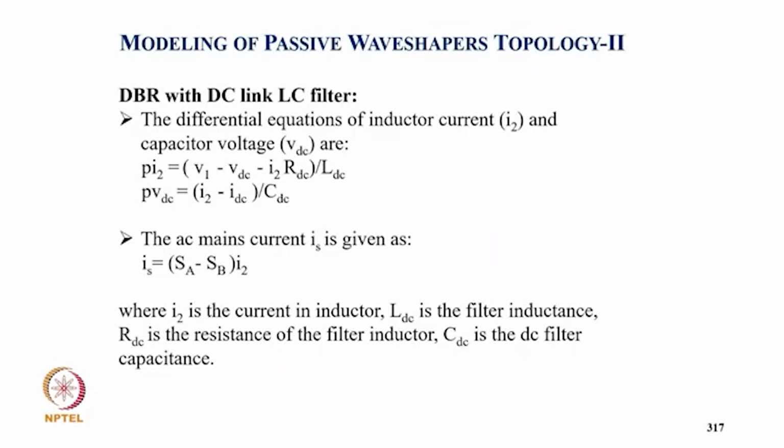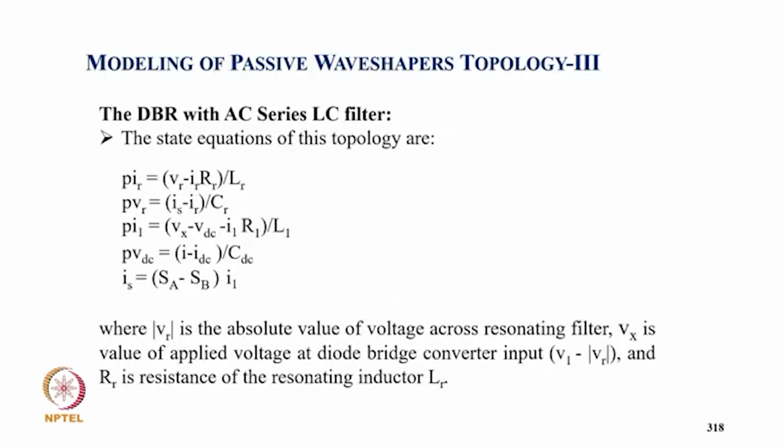So the differential equations for inductor current I2 and capacitor voltage VDC: pI2 equal to V1 minus VDC minus I2 RDC upon LDC, and pVDC equal to I2 minus IDC upon CDC. And the AC mains current IS is given by IS equal to (SA minus SB) into I2. Here I2 is the current in the inductor, LDC is the filter inductance, RDC is the resistance of the filter inductance, and CDC is the DC filter capacitance.